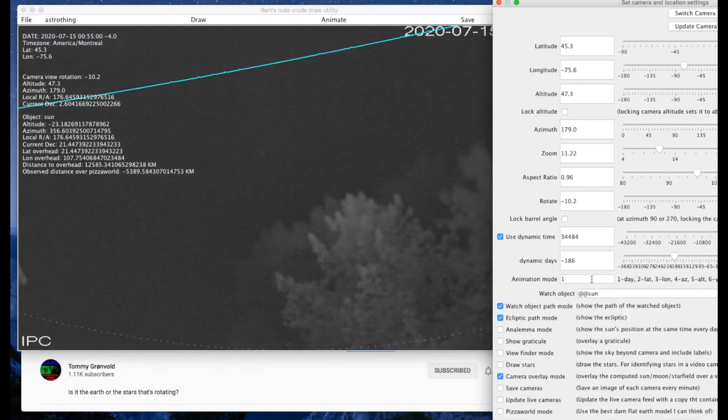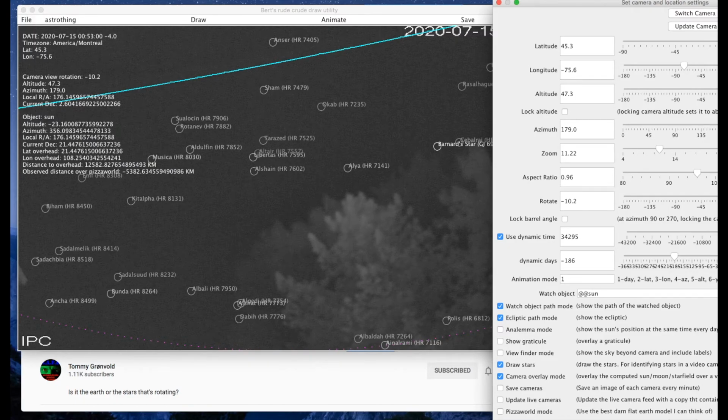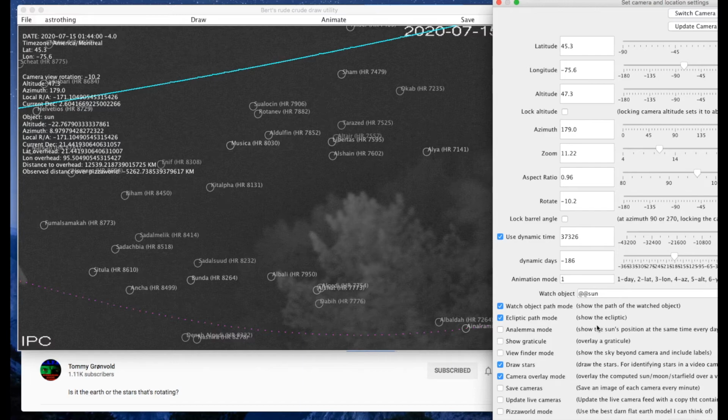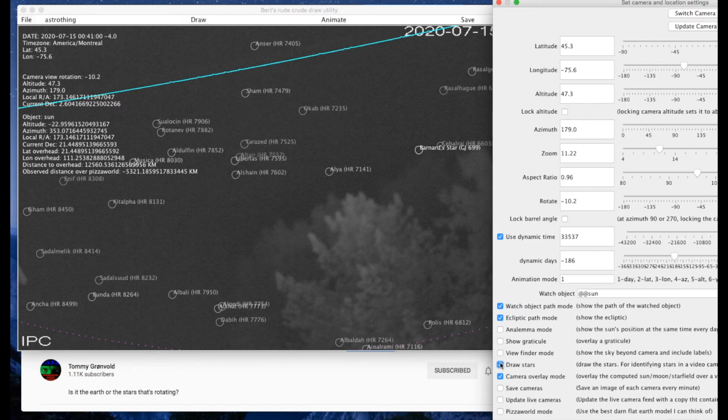Finally, the last thing I'd like to show is the difference in overlay between Globe World and Pizza World mode. You can see there's a star right here. If I say draw the stars, you can see that it's Altair. So I'm just going to scrub this ahead and back a little bit. As you can see, Altair is being tracked as would be expected. Again, I would suggest you watch my time-lapse video to see that it tracks reasonably well.